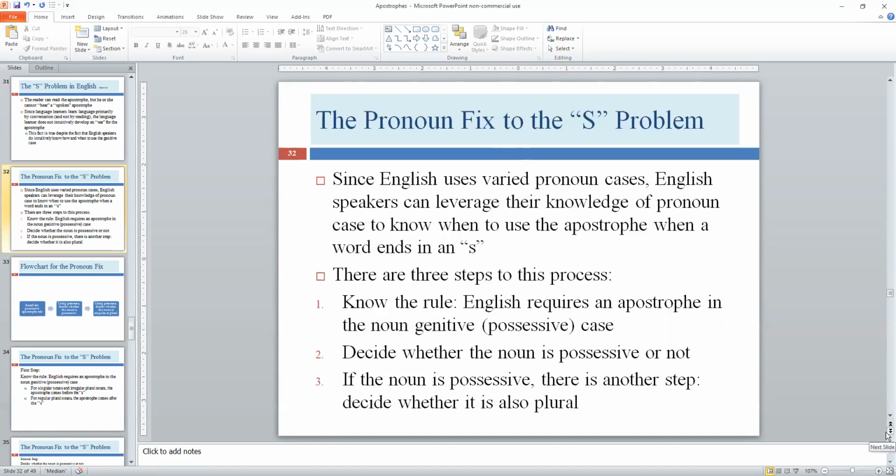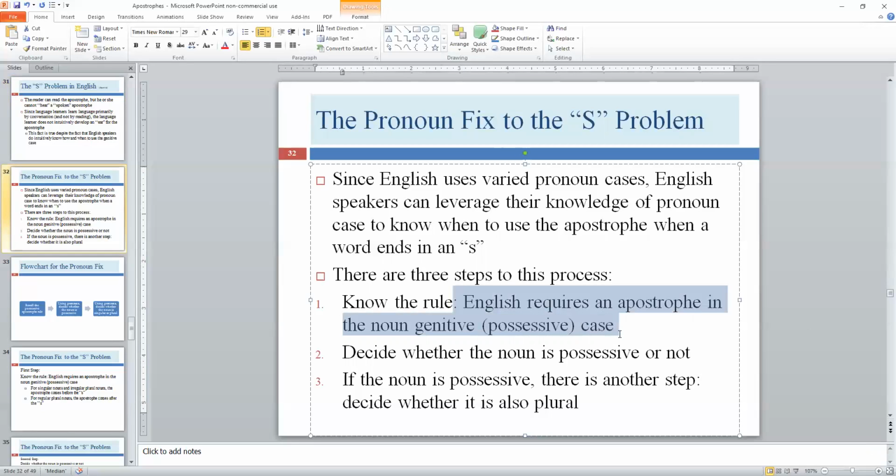with a sentence that you know when you hear it in your head, there's an S sound at the end, but what you're not sure about is whether you need an apostrophe or not. Well, there's 3 steps to this process that we're going to use. The first is you got to know what the rule is. You got to know how the English written language uses the nominative, the genitive case. You also need to decide whether that rule applies. Is this noun actually, should it be in the genitive case or not?